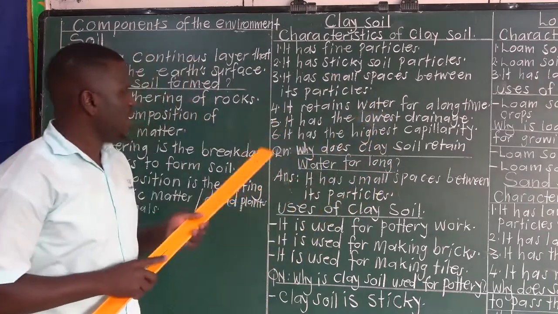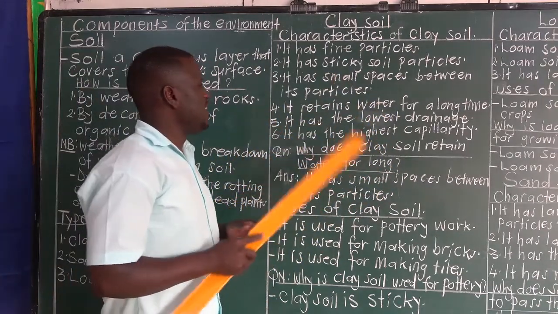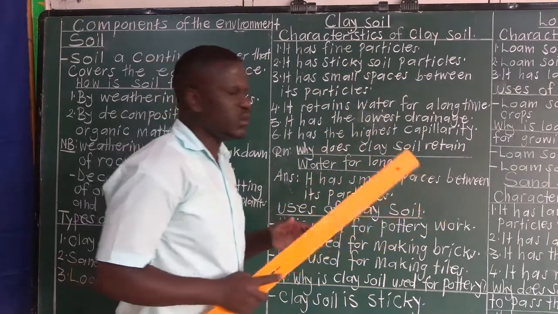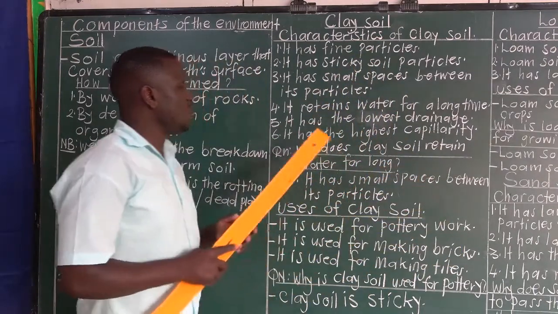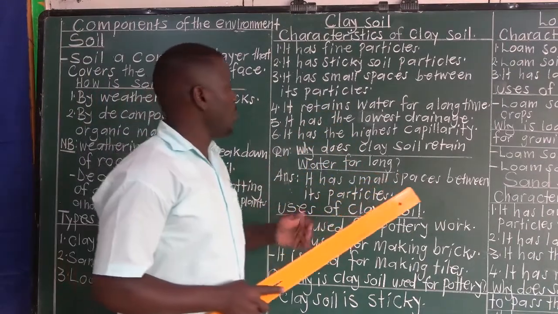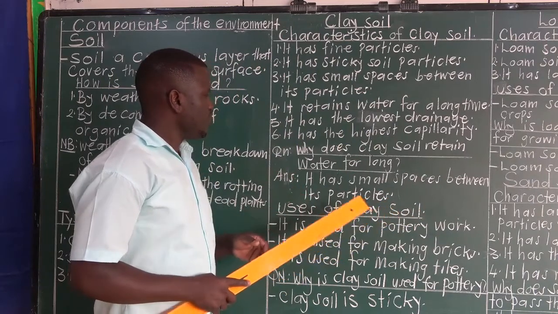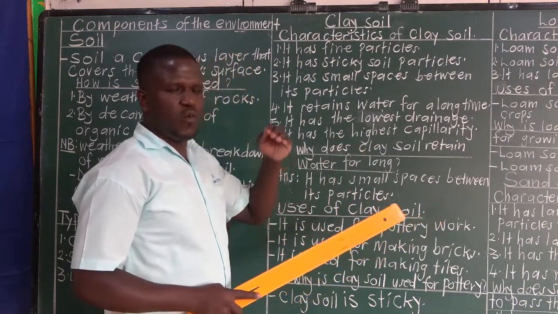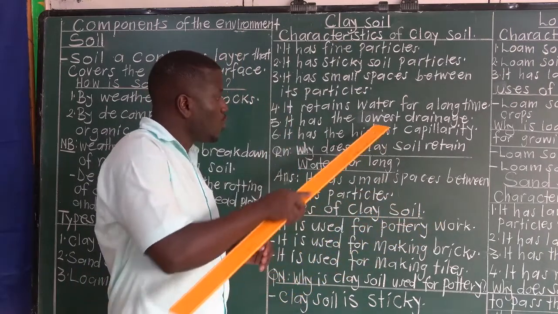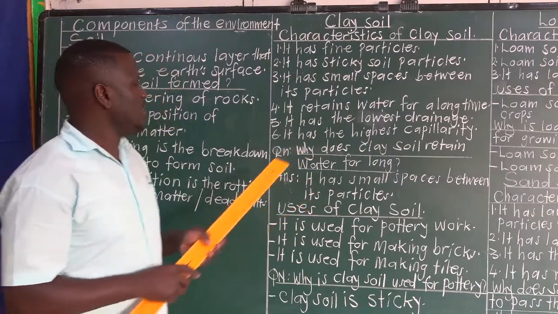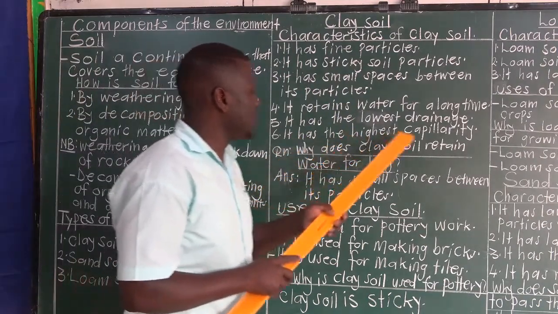Number five, clay soil has the lowest drainage. You may be asking, what is drainage? Soil drainage is the rate at which water passes through soil. So when you pour water in clay soil, it takes a lot of time for water to go through clay soil because it has small spaces between its particles. Then clay soil has the highest capillarity.